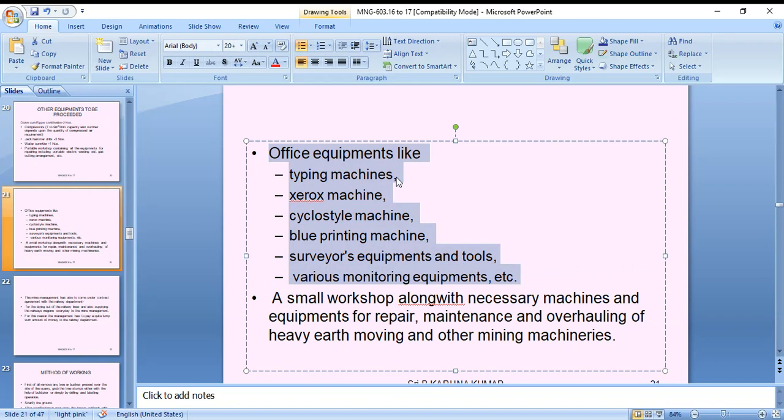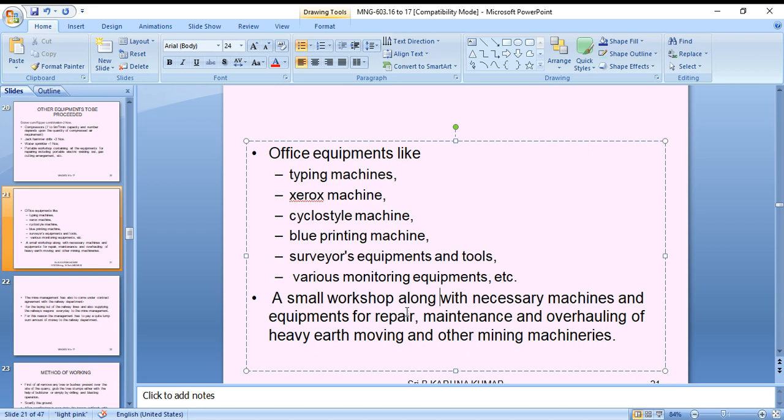The blueprinting machine, surveyor equipment, various monitoring equipment. So GPS is required, total station is required. Presently, GPS tags are also being used. So these are additional. Workshops: the main workshop is required for the repair and maintenance of the dumpers, other fuel problems or mechanical maintenance. A small workshop along with the necessary machinery and equipment for repair, maintenance and overhauling of heavy earth moving and other mining machinery is required.